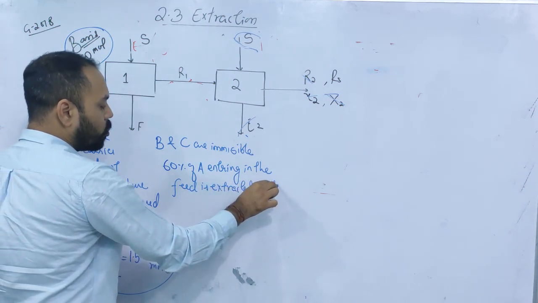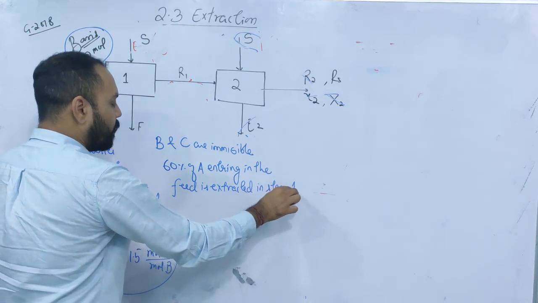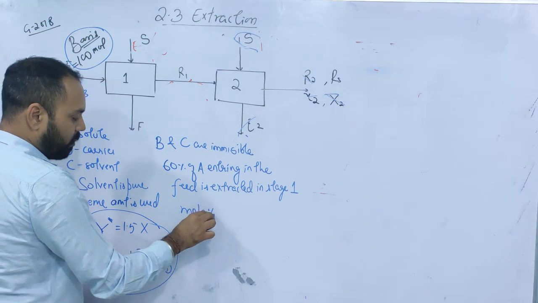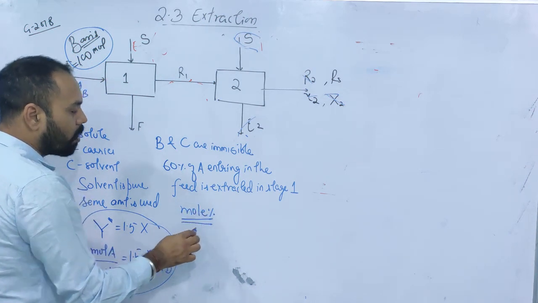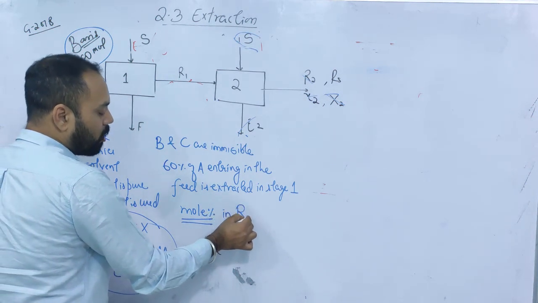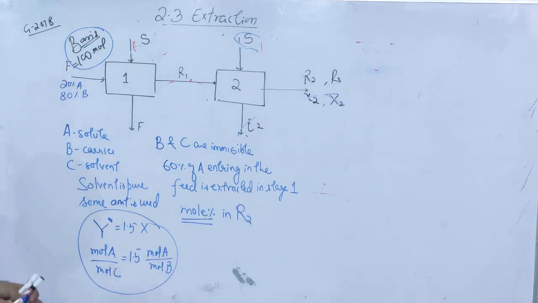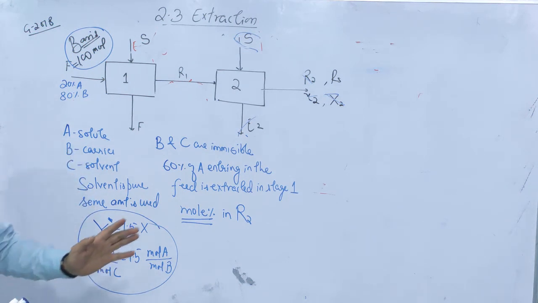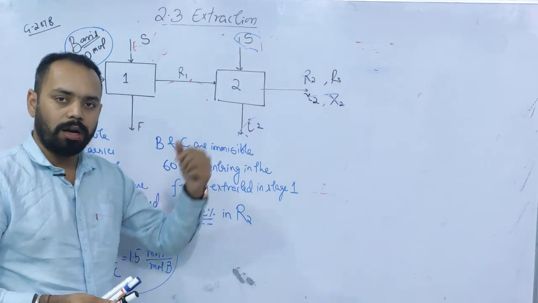In stage 1. Now what is being asked? They are saying mole percentage simply. This was written in the problem: what is the mole percent of solute in the raffinate coming out of stage 2? So this is the scenario which is given here. Now the question is asking you the mole percent in R2.